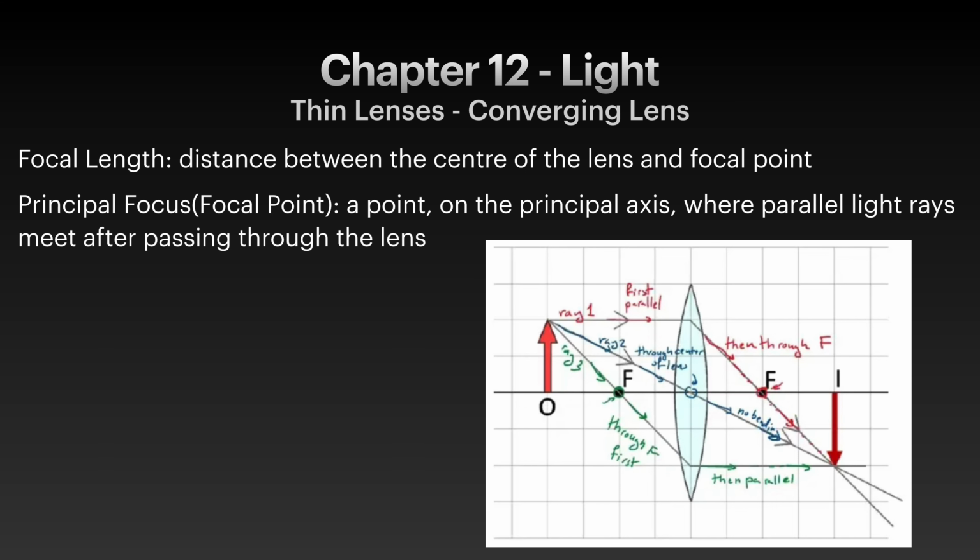Now you might be asking, what actually is a focal point? There are two important terms you need to remember here: the focal length and the focal point, also known as the principal focus. The focal length is the distance between the center of the lens and the focal point. The focal point is a point on the principal axis where parallel light rays meet after passing through the lens.